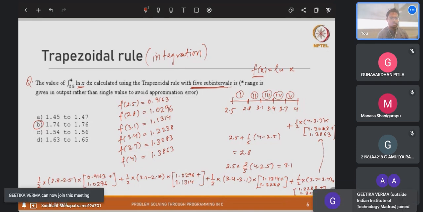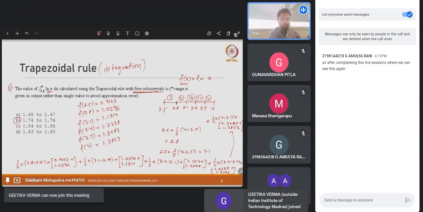So I hope that is clear. There is some question in the chat.